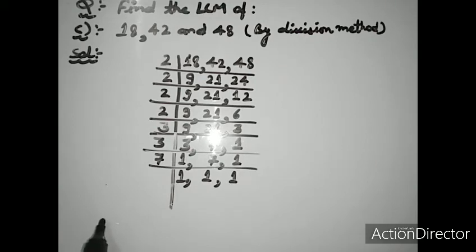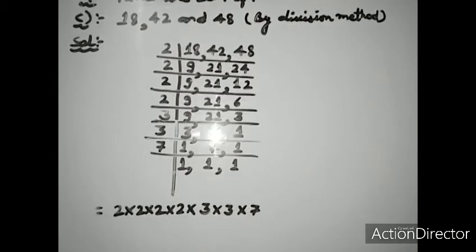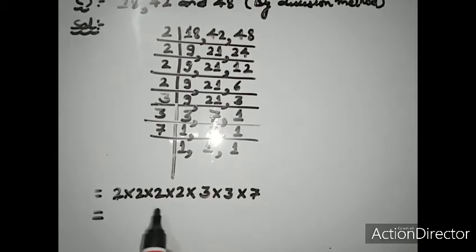Now here we write all these factors, 2 multiply with 2 multiply with 2 multiply with 2. Now total 4 times here. Now 3 multiply by 3 and multiply by 7. Now here we multiply all these numbers. 2 2s are 4, 2 4s are 8, 2 8s are 16 and 16 3s are 48 and 48 3s are 144.